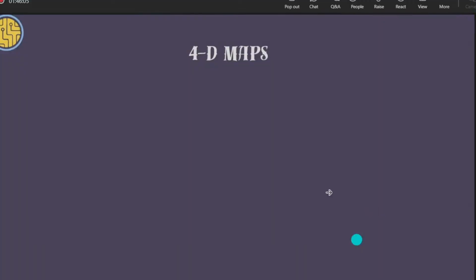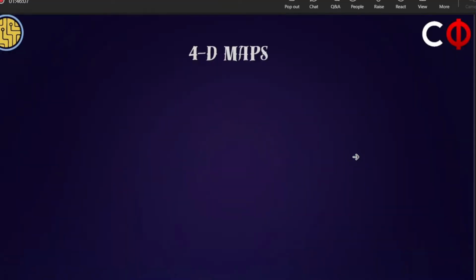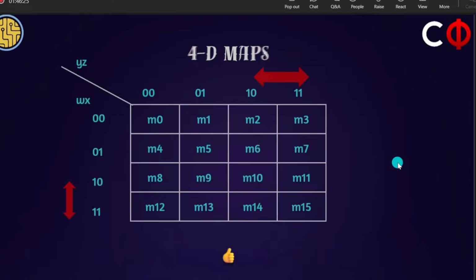So how are 4D maps made? They are based on 4 variables, let's call them W, X, Y, and Z. Each variable can take 2 values, zeros and ones, so you'll have 2 power 4, that is 16 possible terms. This is how we're going to represent those minterms.